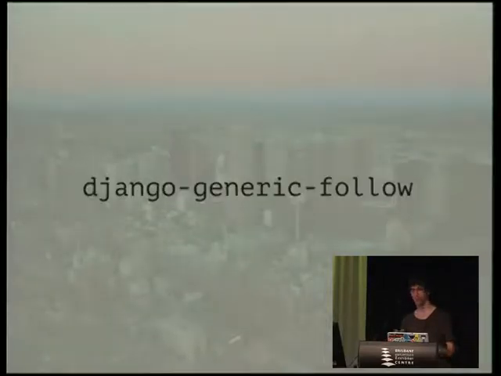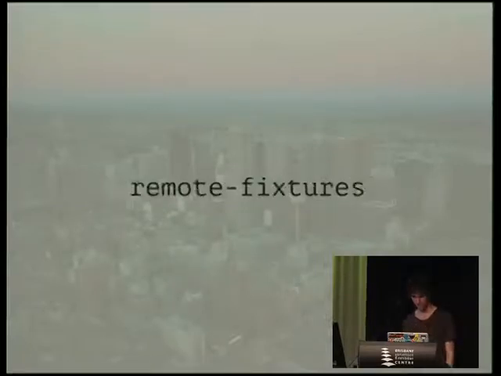First, we've written a little app called django-generic-follow, which simply allows users on your site to follow anything. We needed to implement this so that when we have multiple writers and editors working on the same article together, they'll all follow that article, and they'll get notifications about what's going on. And then second, we've written an app called remote-fixtures, which allows us to share our fixtures between our development machines. We often find when we're trying to debug problems, having the same fixture data on both computers really helps.